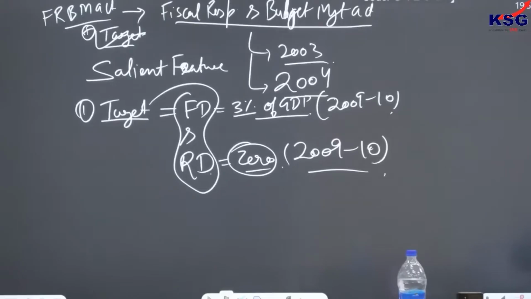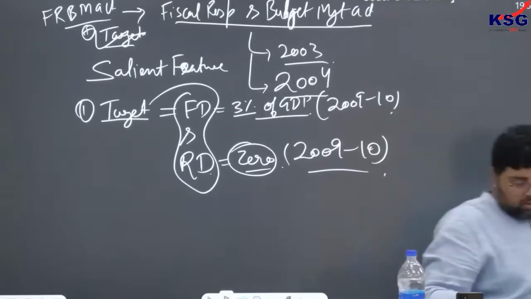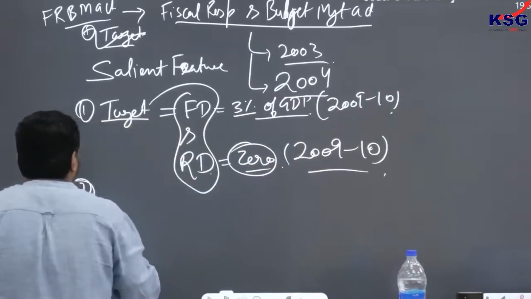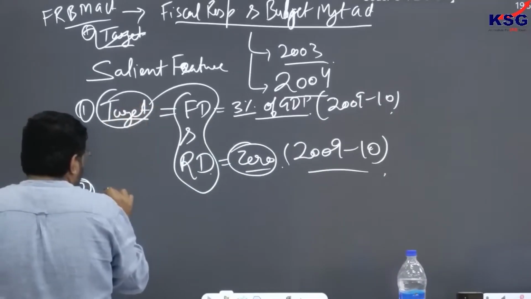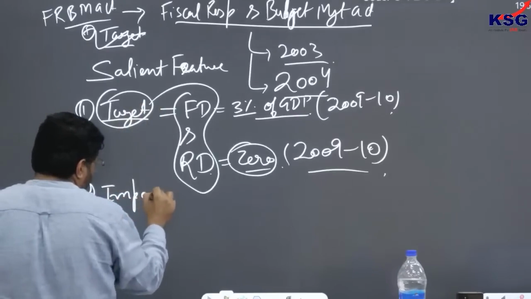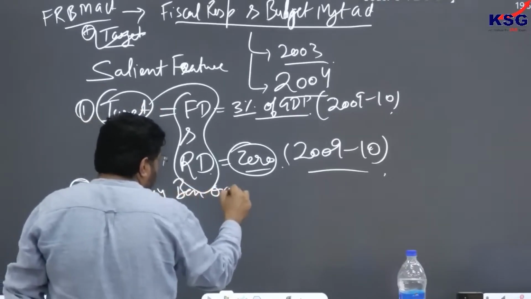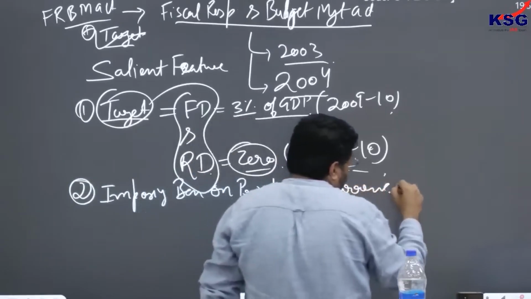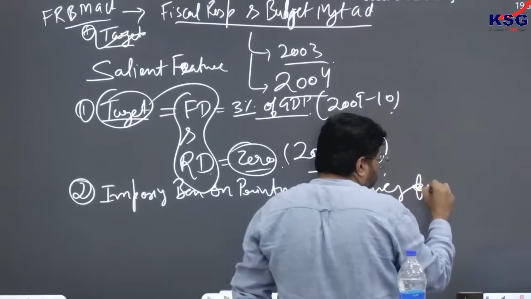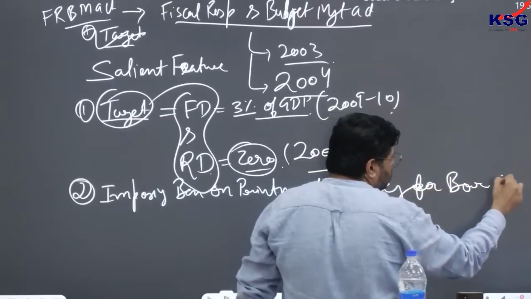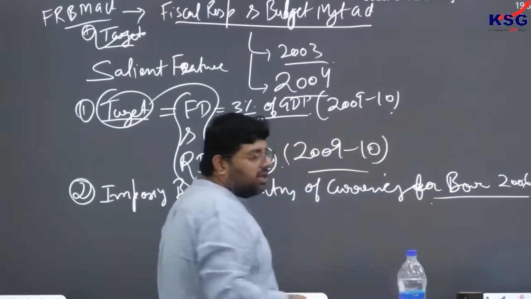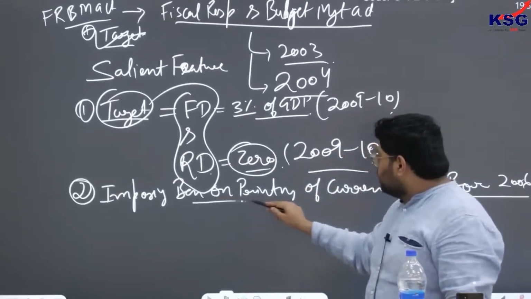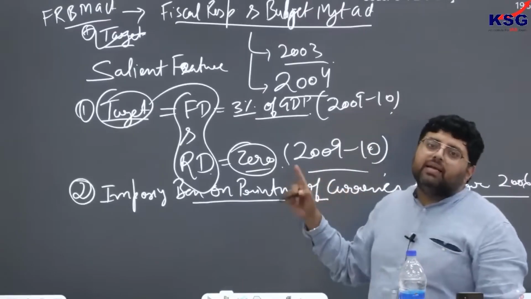Now the second thing that you will focus on here: it imposes a ban on printing of currency. Already I told you, printing of currency for borrowing purposes is banned since 2006. So if you again want to borrow money through printing, you have to amend the FRBM Act.